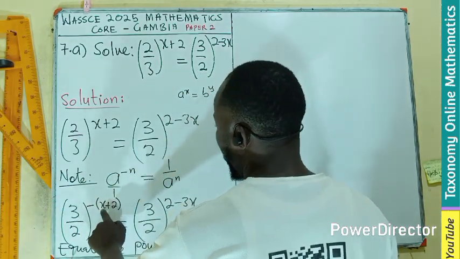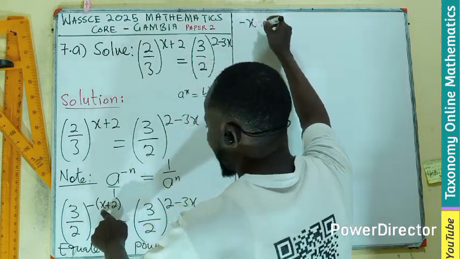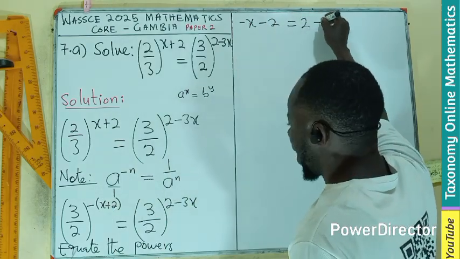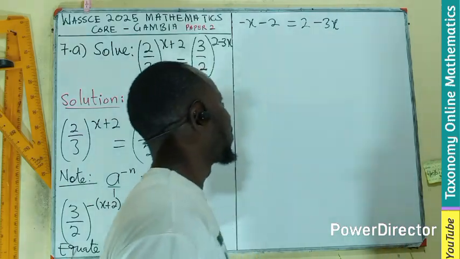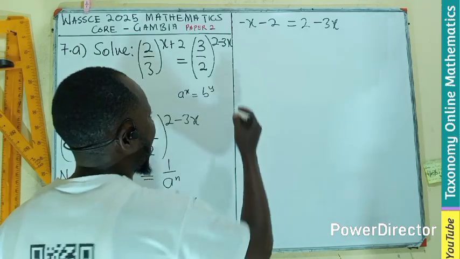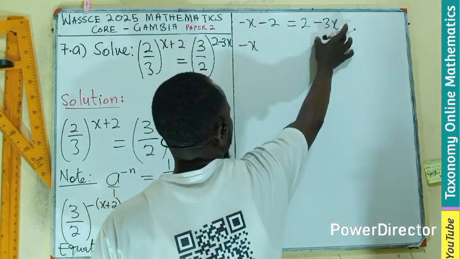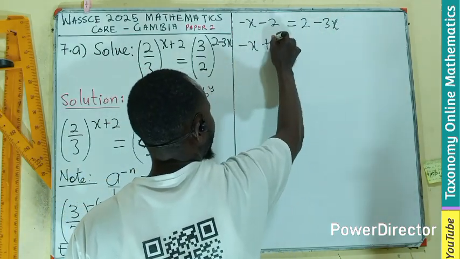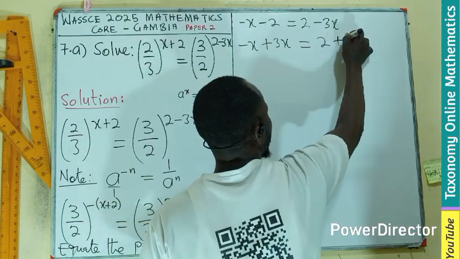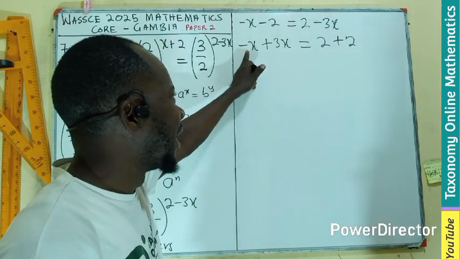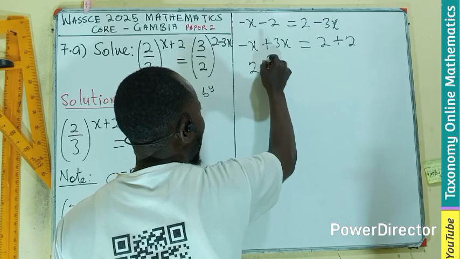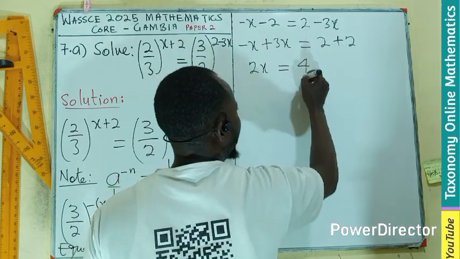So this negative will affect the x to make it negative x, and affect this to become negative 2, all equals 2 minus 3x. This becomes a simple linear equation. Grouping of like terms needs to be done. I am maintaining the x here, so transposing negative 3x becomes positive 3x, equals positive 2, and negative 2 becomes positive 2. This is just like negative 1 plus 3, which is a subtraction, to give you positive 2 with the x. Then this becomes 4.